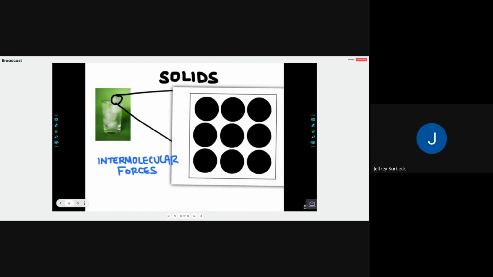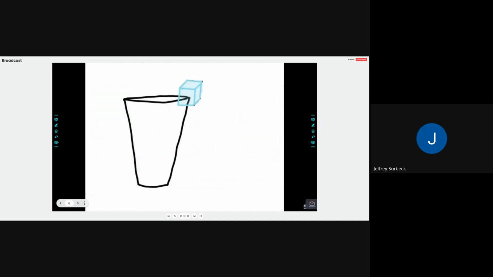So let's describe these particles in the solid chunk of ice. They're in a nice ordered pattern, and we would call this a crystal structure, or in other words, a crystalline structure. That just means there's a nice pattern to the way that they're organized. Solids also have a definite shape. In other words, if we were to drop an ice cube into a glass of water, it's going to retain its shape. It's still going to look like an ice cube.